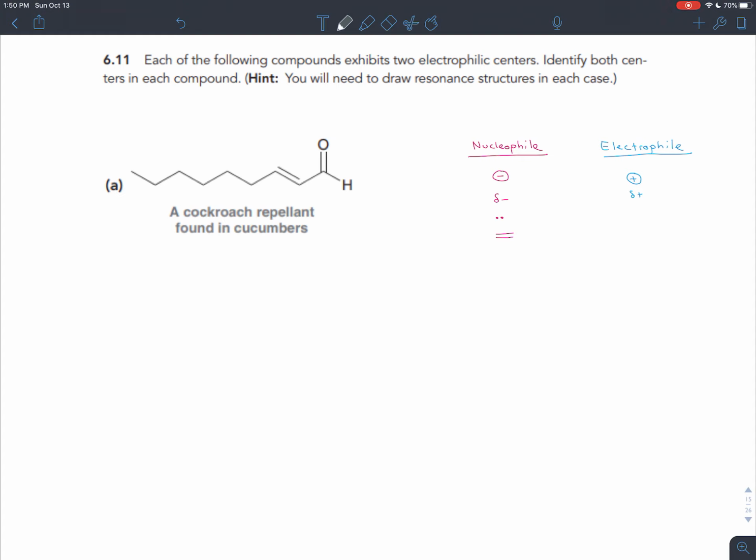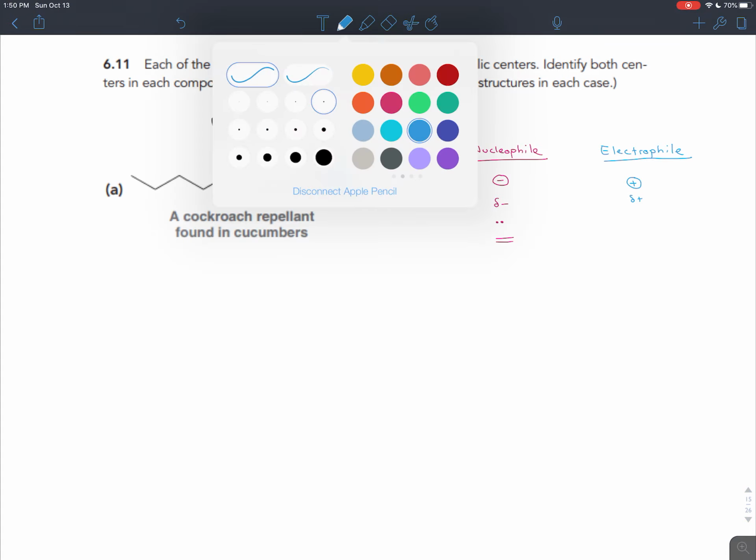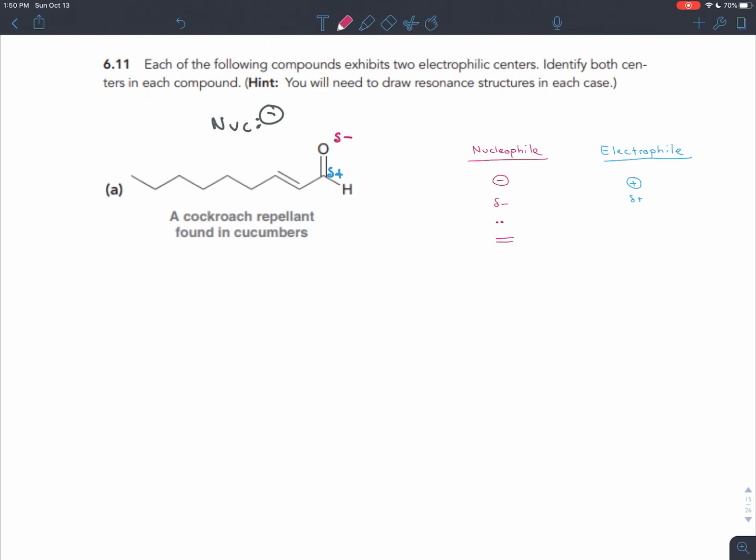So for example, if you had a nucleophile, let's say you had some molecule with a full negative charge, where would that attack here? Now in the instructions they say each of the following compounds exhibits two electrophilic centers, and identify both. Maybe one that would be a little easier to see is this carbon right here. The carbon is double bonded to an oxygen. The oxygen is slightly negative, the carbon is slightly positive. So sure, if this nucleophile has a full negative charge, that's definitely one place it could attack.